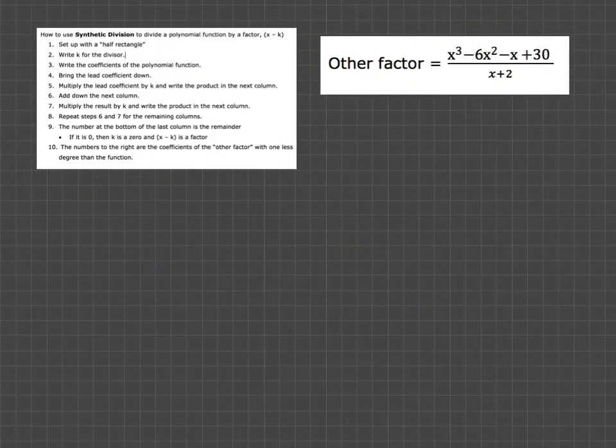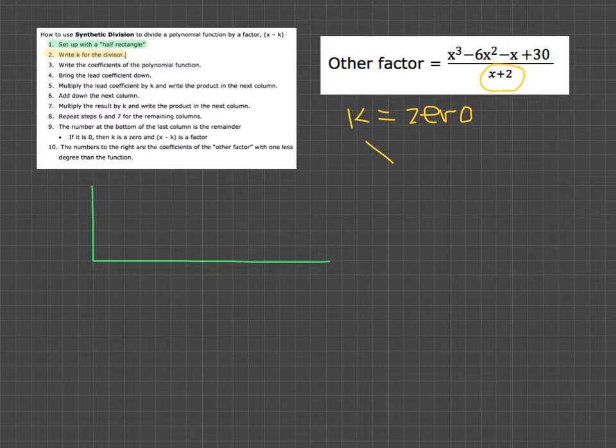Okay, let's learn how to do synthetic division. We want to divide our polynomial by our factor x plus 2, and that's going to give us our other factor. So we're going to go step by step here. First thing is we set up this half rectangle, and this is just a setup step. That's what we mean by a half rectangle. Now the second step is to write k for the divisor. So our k is going to come from here, and k is the 0. So the 0 is x equal to -2. All right, so that goes in this position right here.